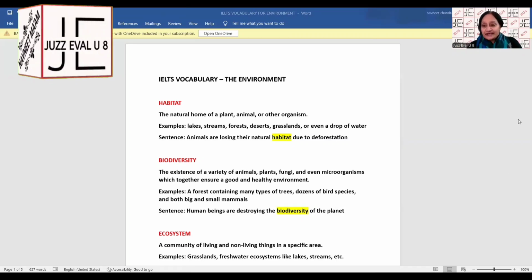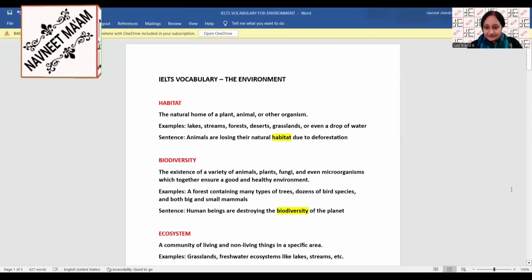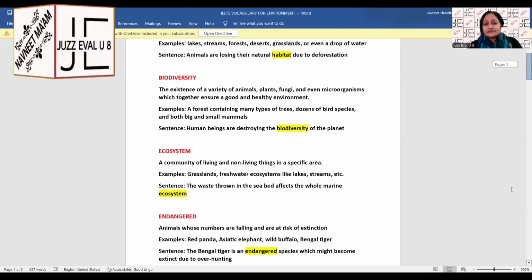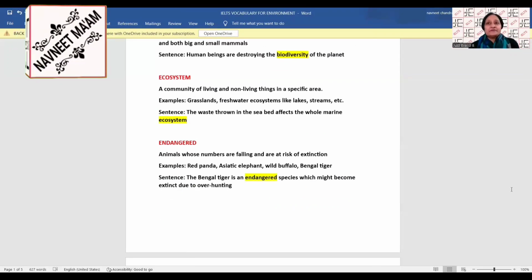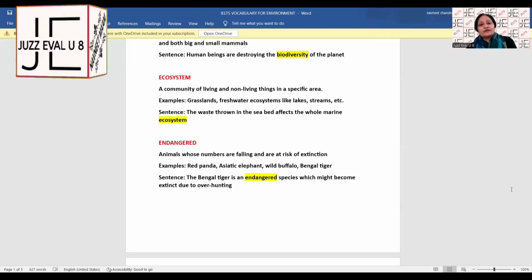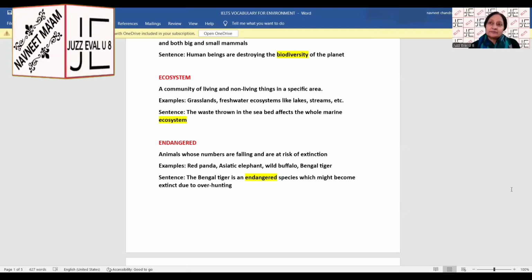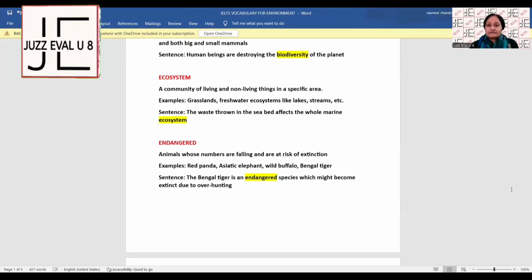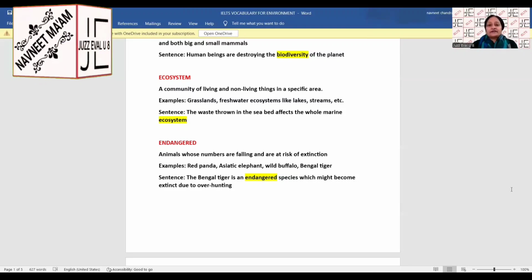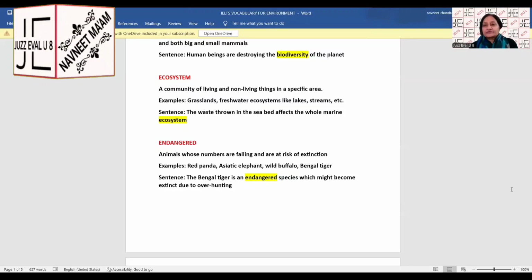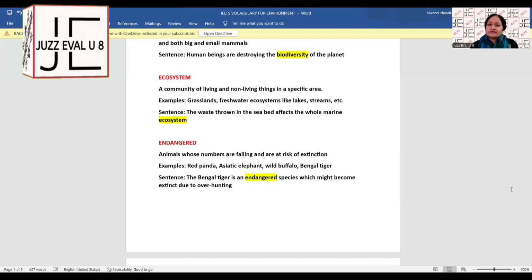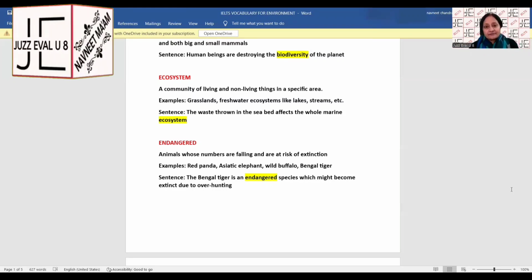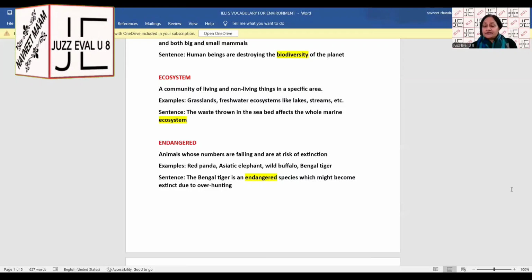Okay, now let's see the next one, that is ecosystem. Now, what is ecosystem? It is basically living and non-living things in a specific area or in a region. So, when we talk about grasslands or freshwater ecosystems like lakes, streams, you find different living and non-living things in them.